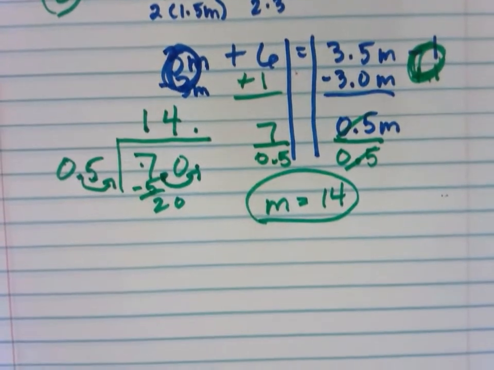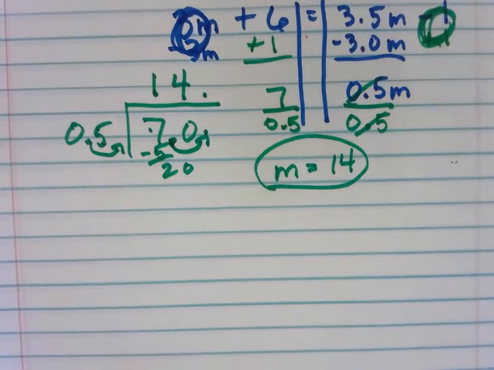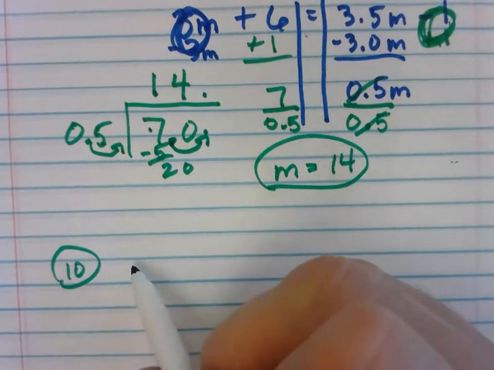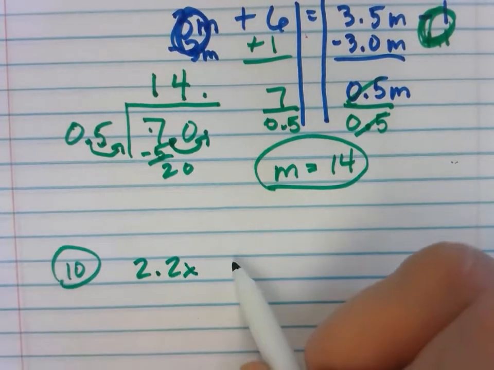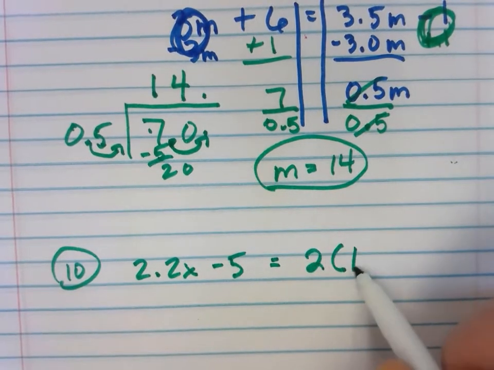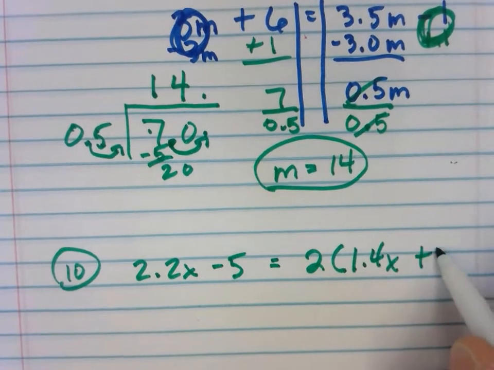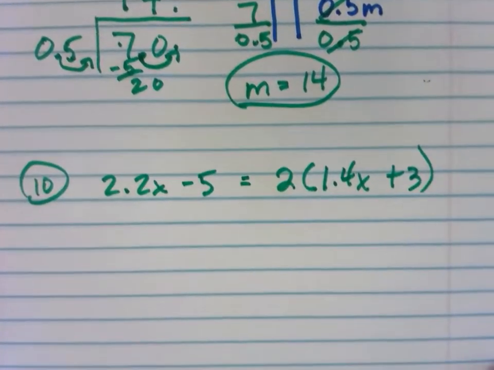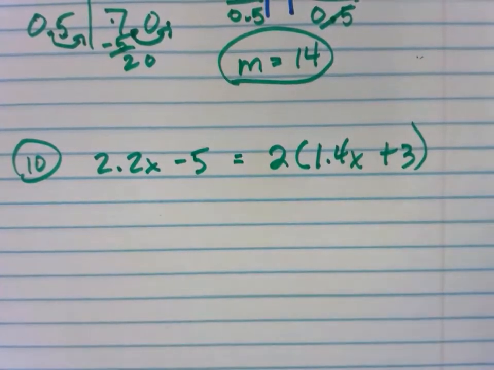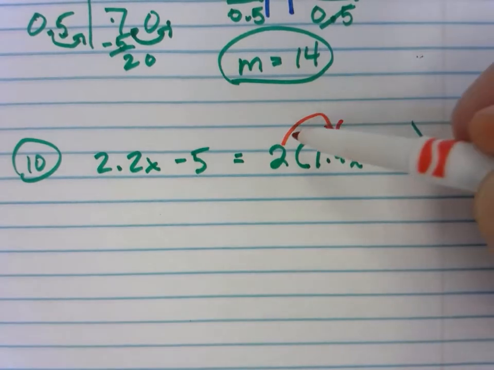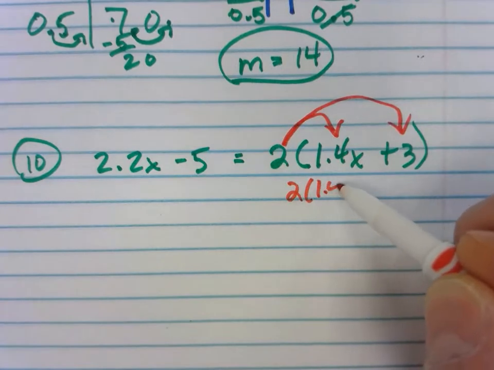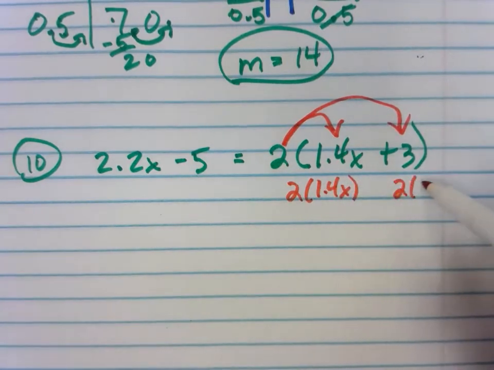Let's just move on down. Let's just keep on trucking. Let's do number 10. Alright, so in this one I got 2.2x minus 5 equals 2 times 1.4x plus 3. Alright, so again, I'm going to do my distributive property. 2 times 1.4x and 2 times 3.